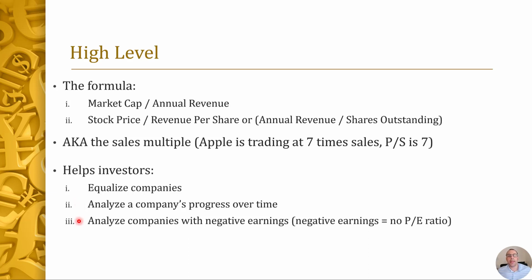My favorite thing about the price to sales is you can compare companies with negative earnings. The PE is the most popular ratio, but you can't use the PE for a company that has negative earnings. Negative earnings means negative net income on the income statement. If you're looking at two companies, one with positive earnings, one with negative earnings, you can still compare them using the price to sales ratio.